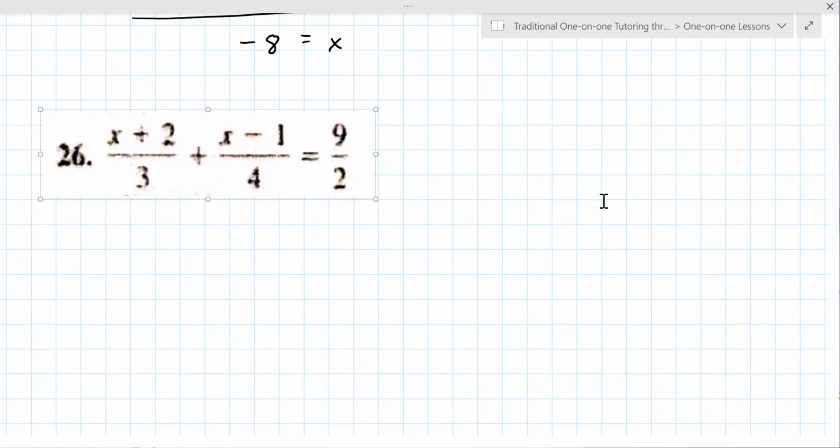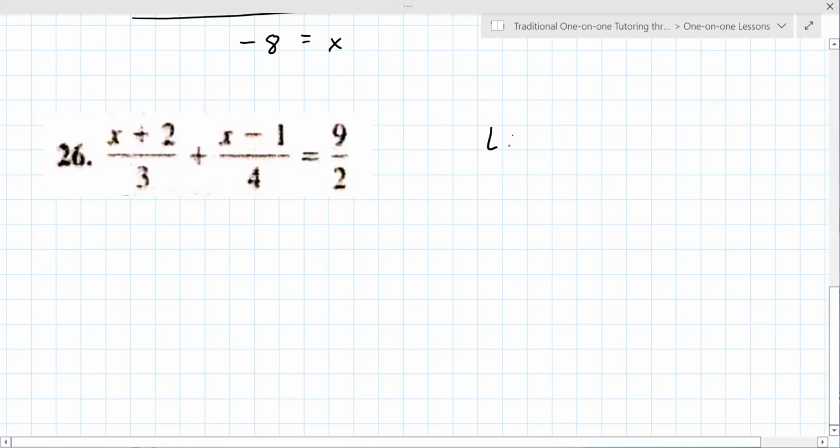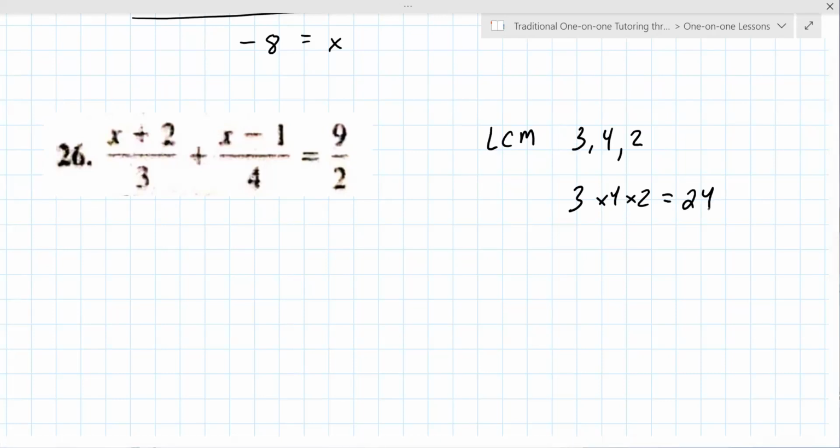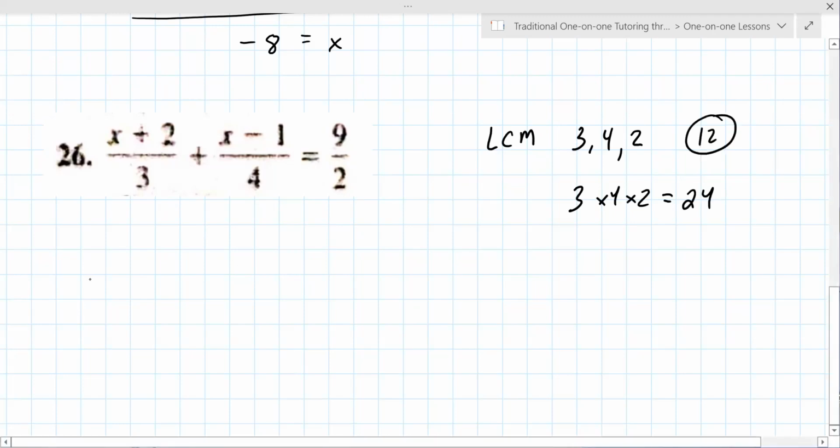Right. Yeah. Okay, so let's look at 26. You've got to find the least common multiple now of 3, 4, and 2. And like I said, if you don't want to find that, you can just multiply 3 times 4 times 2, which is 24. That is not the least common multiple, but it will work. Could you try to find the least common multiple for us, though? Is it 12? It is 12. And that's what we want to multiply everything by.